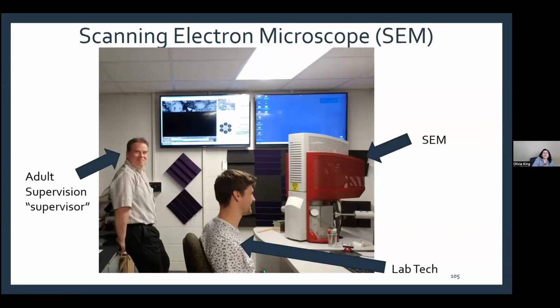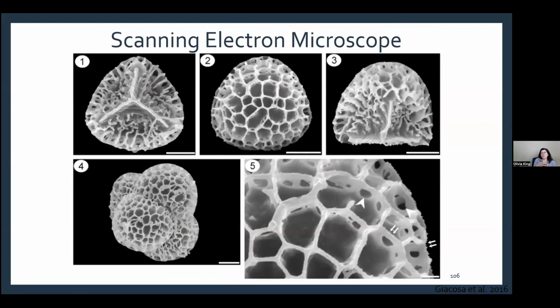Another really cool technique that we use is called scanning electron microscopy. This is where you put one of the spores into a vacuum and then send electrons at it. And we get this beautiful, detailed surface image of what these spores look like. This gives us a really good understanding of the morphology of the exterior.